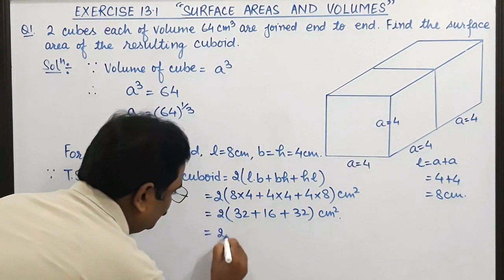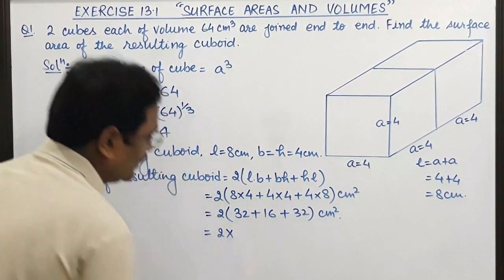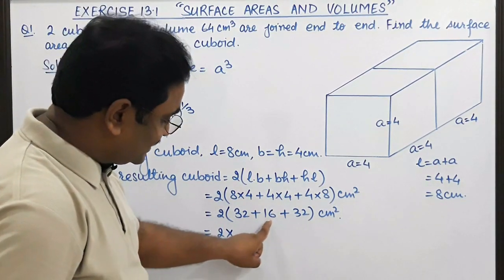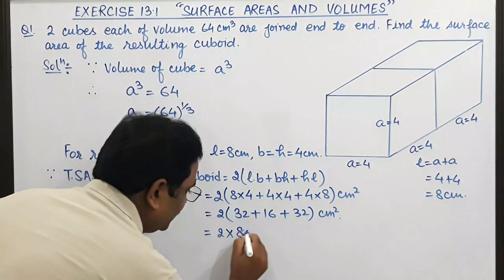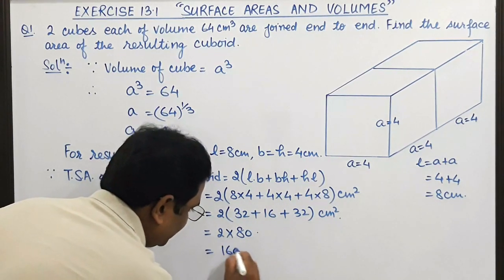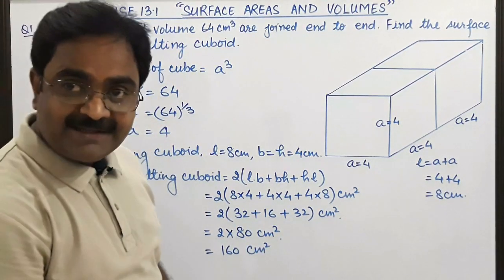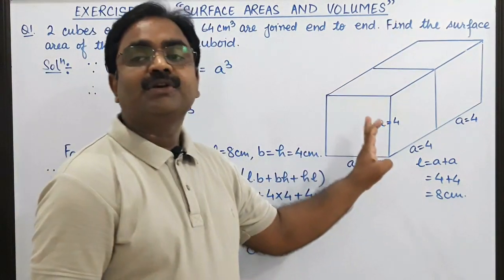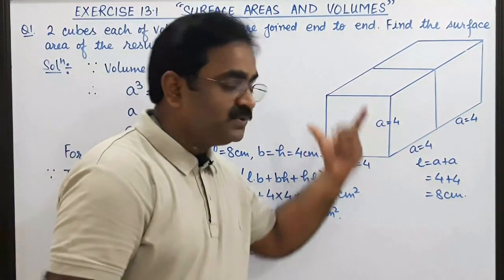So 2 into, now after adding this we will get 32 plus 32 is 64, 64 plus 16 is 80. So 2 into 80, which is equal to 160 centimeter square. Okay friends, we got our required answer, which is the total surface area of this resulting cuboid after the attachment of these two cubes.